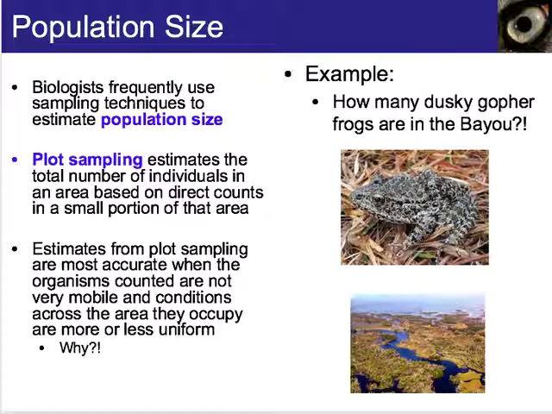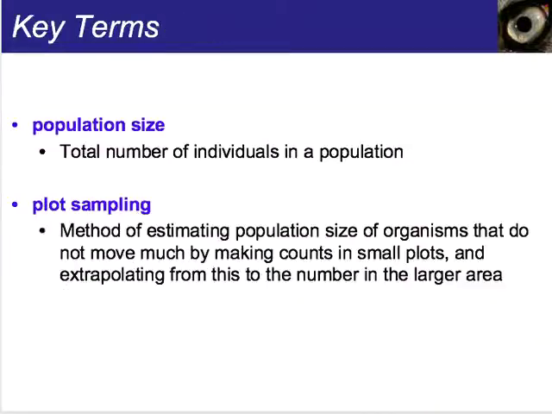Estimates from plot sampling are most accurate when the organisms counted are not very mobile and conditions across the area they occupy are more or less uniform. And if you wonder why, that's because if the organism that you're counting, like these frogs, migrate or move very quickly, you might not be doing a very good sample population. And if conditions across the area they occupy are not uniform, you might find more gopher frogs in one part of the bayou than other parts. And that's going to mess up the population size estimate.